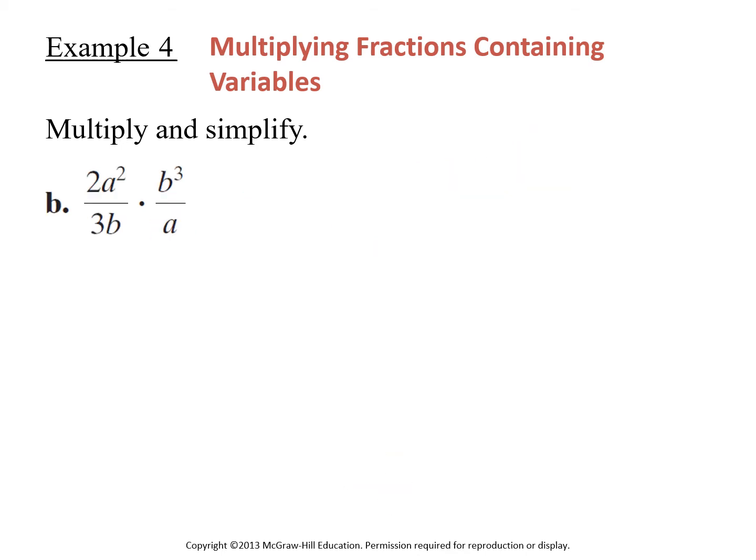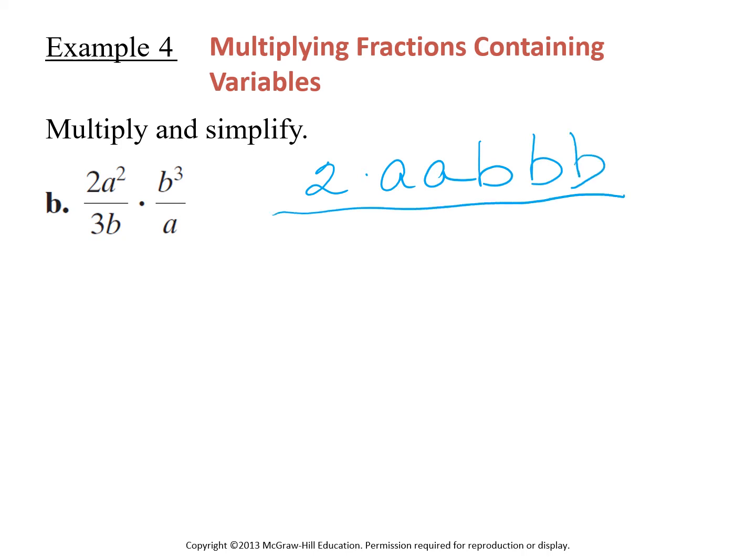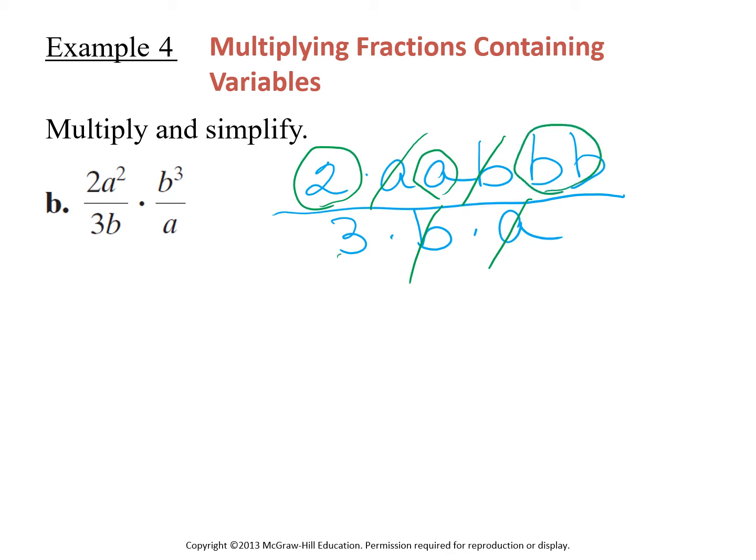Again, multiplying across the top, I have 2 times a times a times b times b times b, and across the denominators 3 times b times a. And now I'm going to divide out common factors. So I have a divided by a, which is 1, b divided by b, which is 1. So I'm left in the numerator with 2ab squared, and in the denominator I have 3.